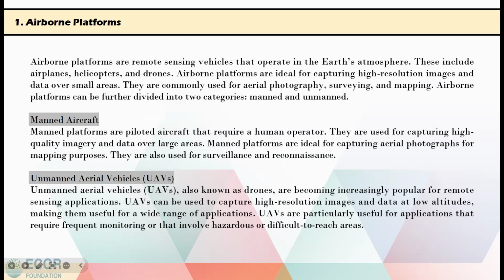Now here come the airborne platforms. Airborne platforms are the remote sensing vehicles that fly in the atmosphere. So it includes manned aircraft like planes and helicopters for large area, high quality imaging. And second one is unmanned aerial vehicles, that is UAV, or we can also call them drones, for low altitude, high resolution data.